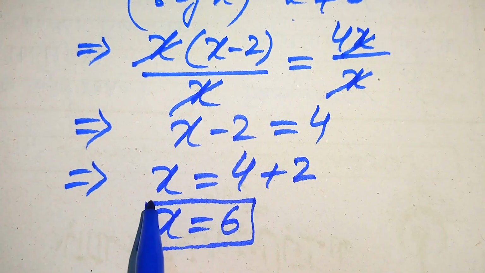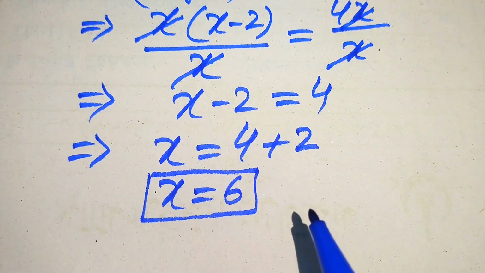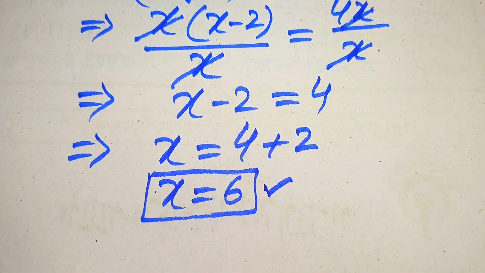So in the second method we again get x equals 6, and already in the first method we verified that this value of x is a solution of the given equation. So this is our final answer of this question.